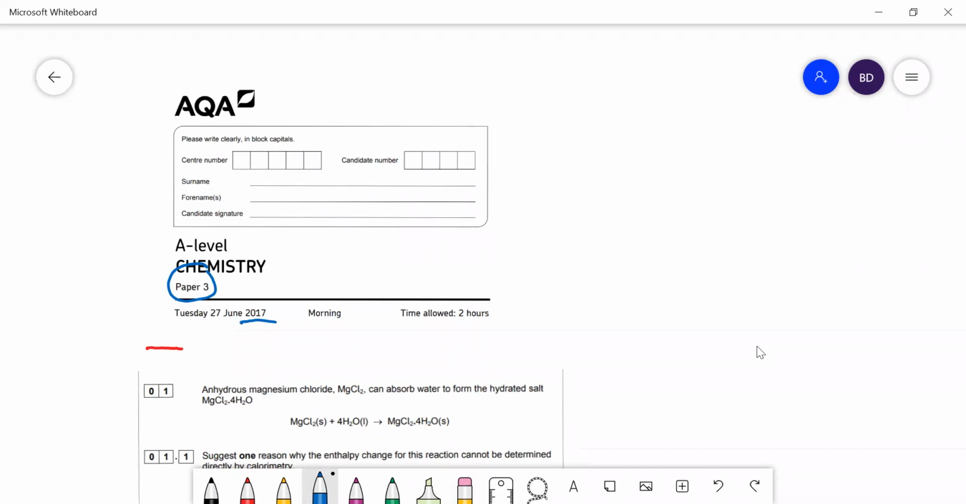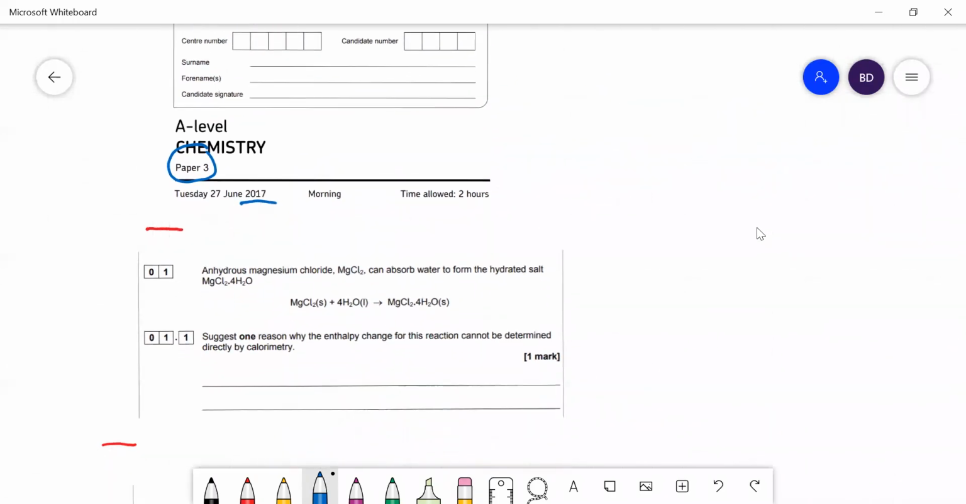Right, first question then. Anhydrous magnesium chloride can absorb water to form the hydrated salt that we've got there. Suggest one reason why the enthalpy change for this reaction cannot be determined directly by calorimetry. Well, it is impossible to add the water so that some of the magnesium chloride will dissolve. It's inevitable. Some of the magnesium chloride will form an aqueous solution, so it won't form the solid. Right, that's the answer to that.